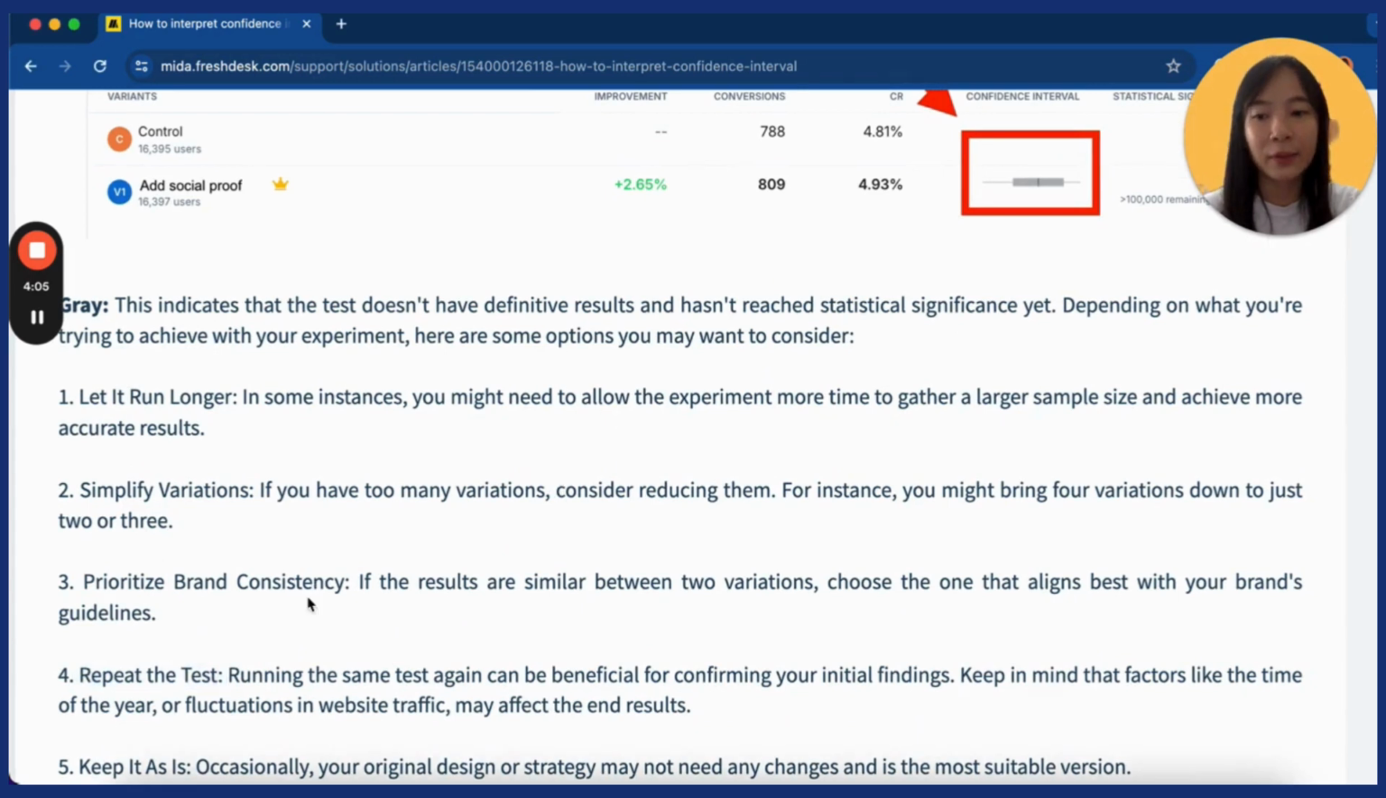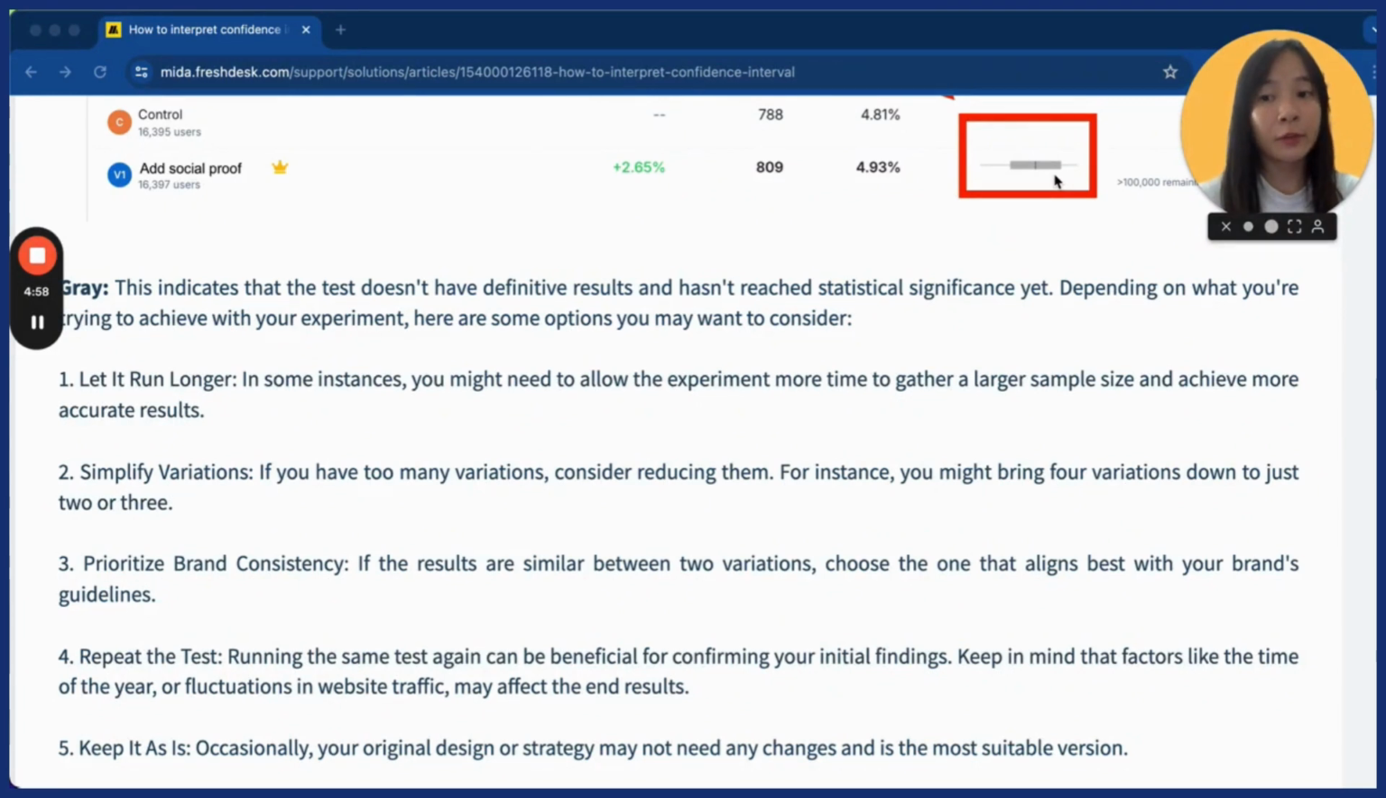Another thing that you can consider is to replicate the same test to see if your new test findings are similar to your initial test findings, right? Because usually there are some external factors that will affect your results, such as the season of the year, which might bring fluctuation to your website traffic. So you might want to run exactly the same test to see if the findings of the new test are similar to the initial test.